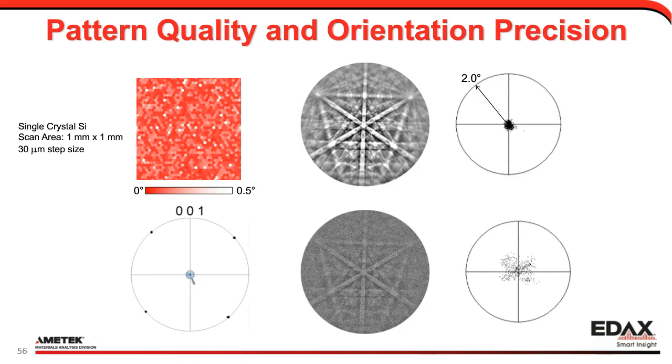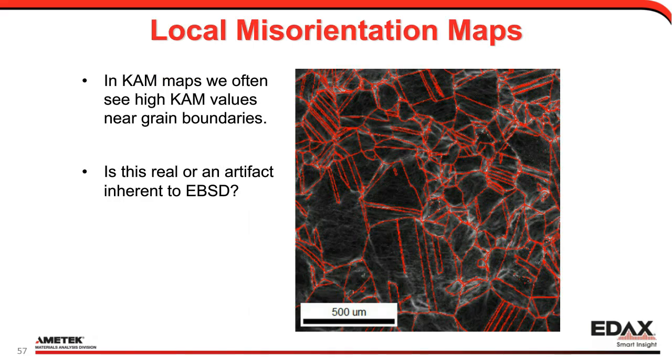In CAM maps, we often see that the CAM values are higher near grain boundaries. We were interested to see, is this real? We would suspect it could be real, since dislocation pileup at grain boundaries certainly could happen. Or is it just an artifact of imprecision?